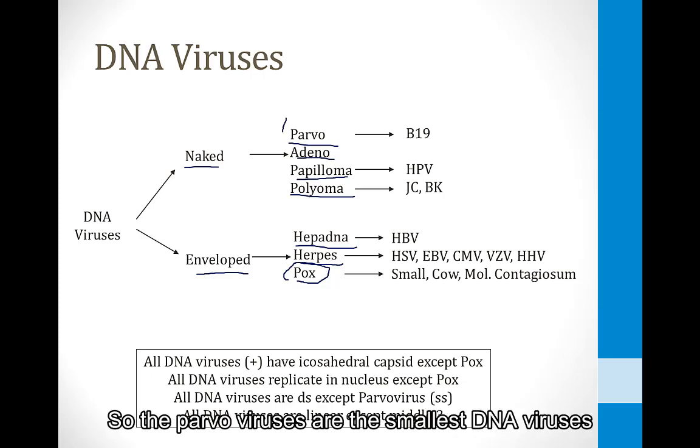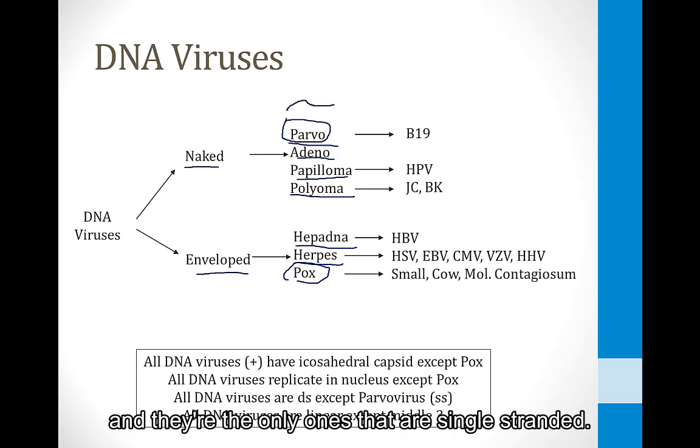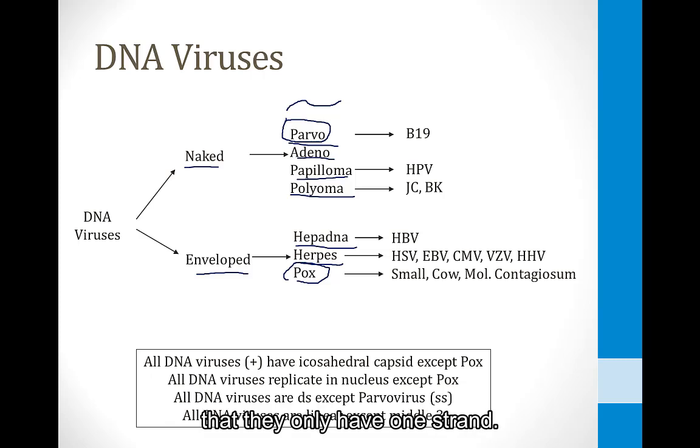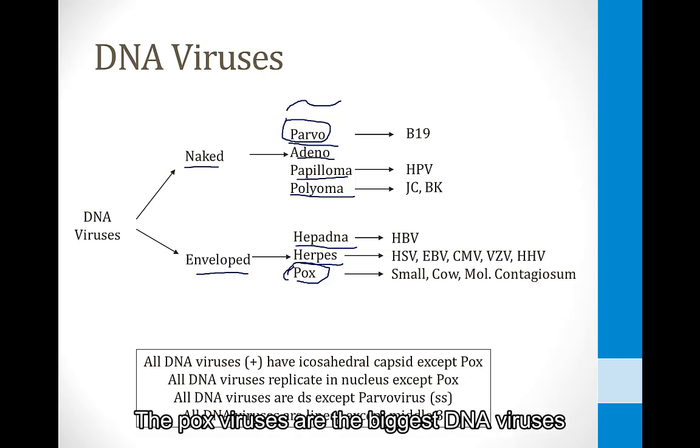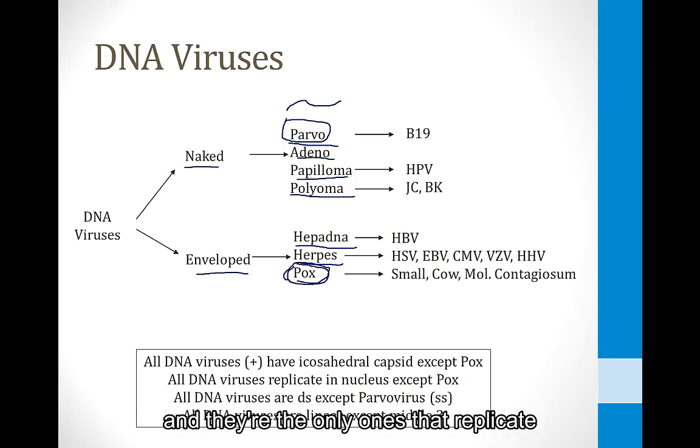So the parvoviruses are the smallest DNA viruses, and they are the only ones that are single-stranded, so I just think of them as being so small that they only have one strand. The pox viruses are the biggest DNA viruses, and they are the only ones that replicate in the cytoplasm, not the nucleus. So I think of them as being so big that they can't fit into the nucleus.